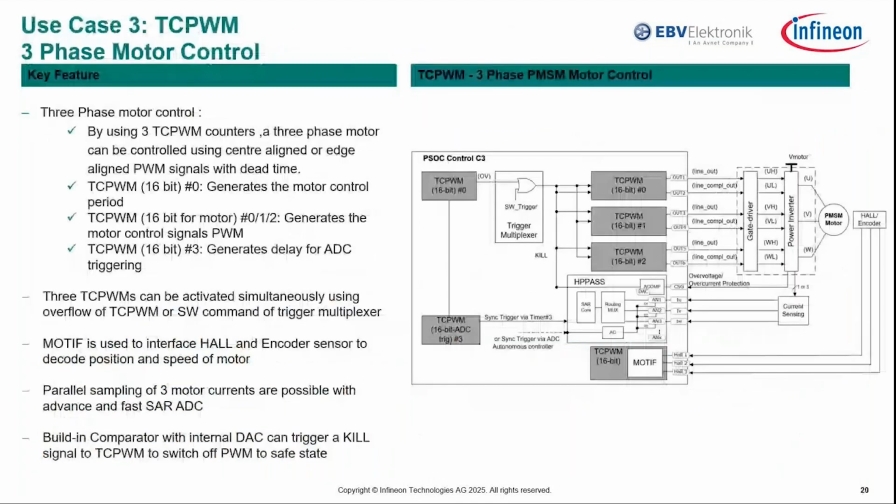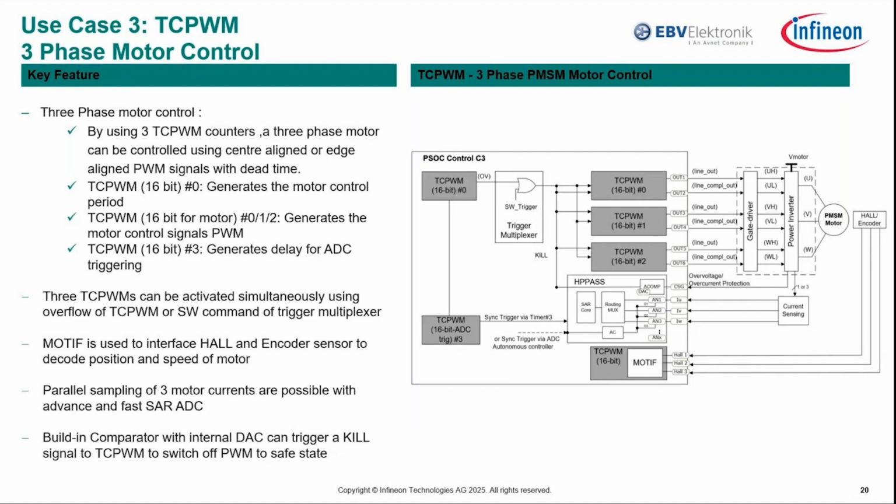And we need the timer block for the motor control. Here we see a reference block diagram of the timer structure used in three-phase motor control applications. Taking a look at the key features, we can clearly understand the capabilities it offers. By using three TC-PWM counters, a three-phase motor can be controlled using center-aligned or edge-aligned PWM signals with dead time. One counter generates the motor control period, the other counters generate the motor control signals, PWM, and the last counter generates delay for ADC triggering.